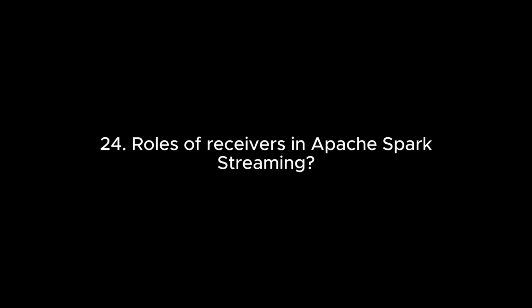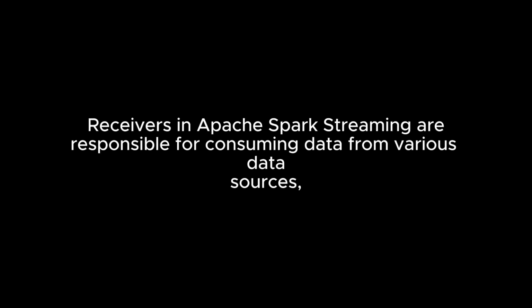24. Roles of receivers in Apache Spark Streaming. Receivers in Apache Spark Streaming are responsible for consuming data from various data sources, such as Kafka or Flume, and then transferring it to the Spark cluster. There are two types of receivers: reliable receivers that acknowledge data receipt, and unreliable receivers that do not.